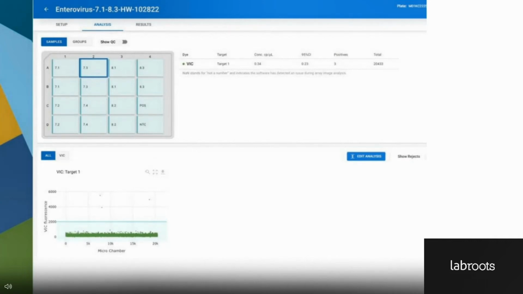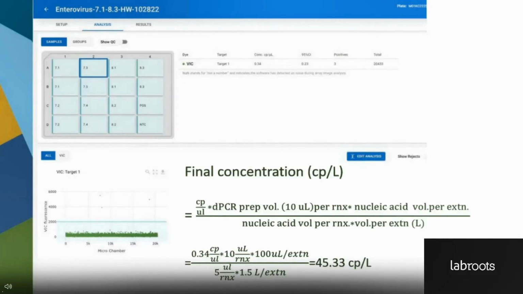The sample 7.3 has 3 positive microreaction chambers, and it is quantified as 0.34 copies per microliter. As I mentioned in the QC criteria, we can still consider this sample is positive since it's greater than 3 positive microchambers. And then after back calculation, we get the final concentration of 45 copies per liter, which is the detection limit of the sample processing method that is combined with the digital PCR.